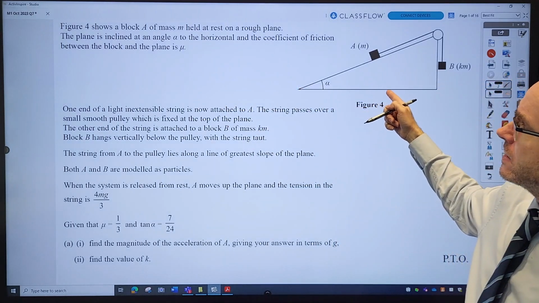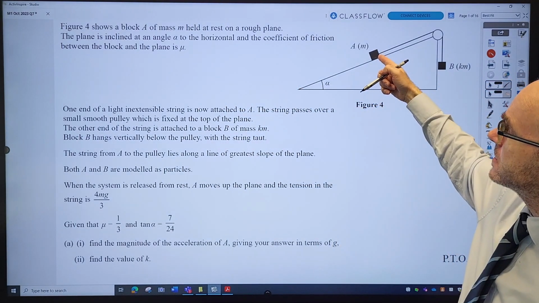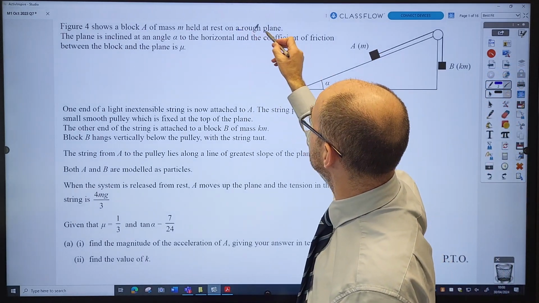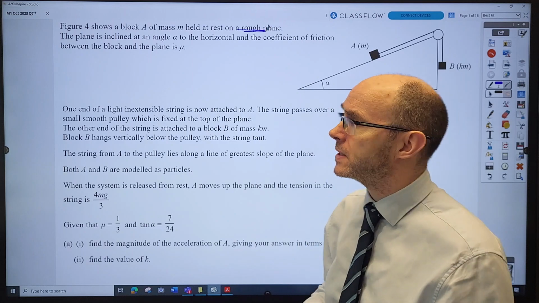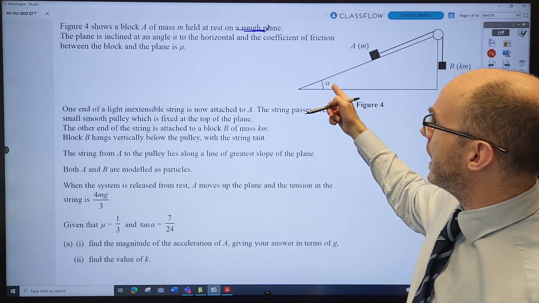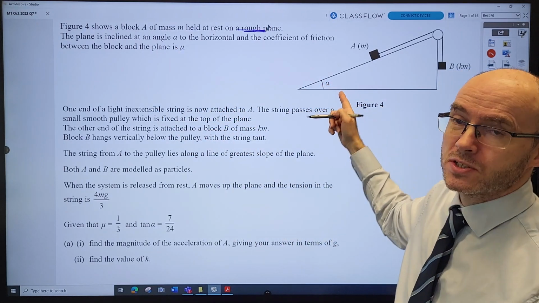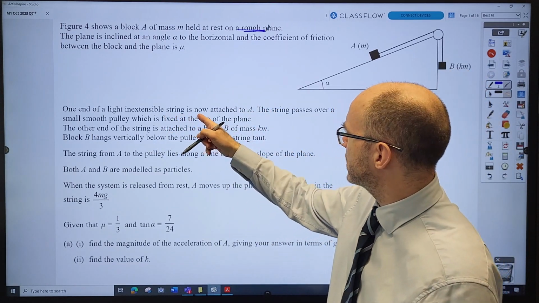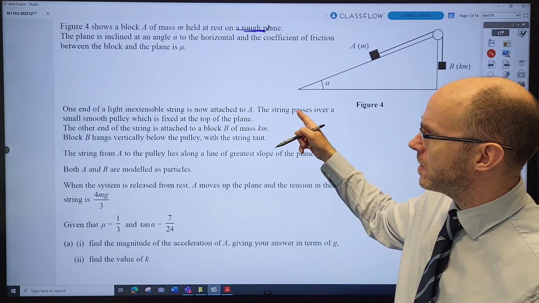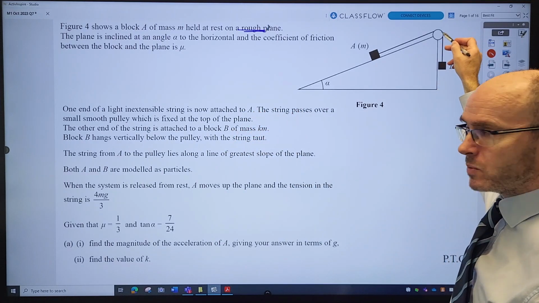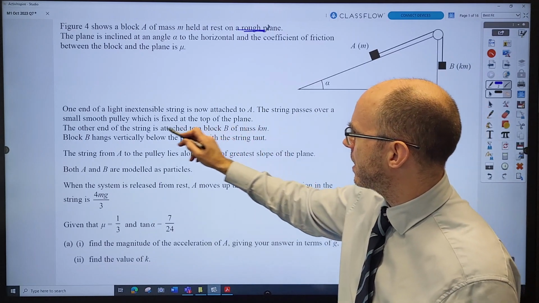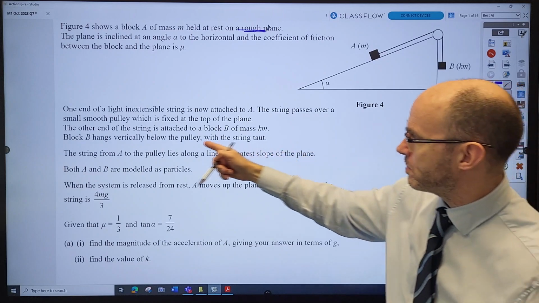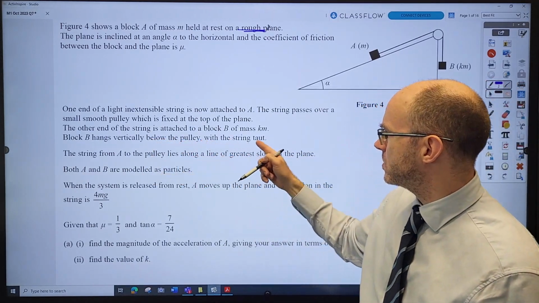So this figure shows a block of mass M held at rest on a rough plane. That it's rough is important because that means friction will come into play somewhere. The plane is inclined at an angle alpha to the horizontal. Coefficient of friction is mu. One end of the light inextensible string is now attached to A. The string passes over a small, smooth pulley, which is fixed at the top of the plane. The other end of the string is attached to block B of mass Km. Block B hangs vertically below the pulley with the string taut.